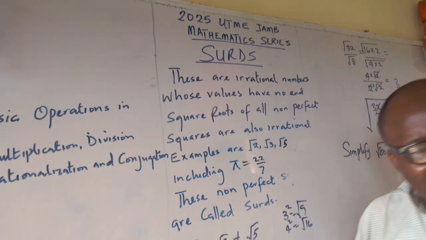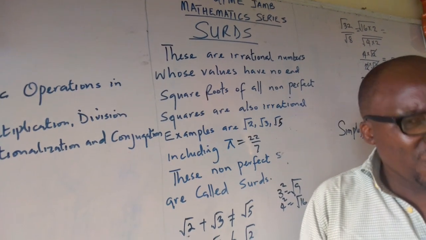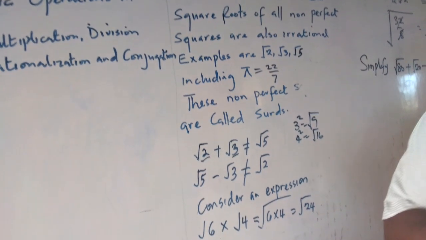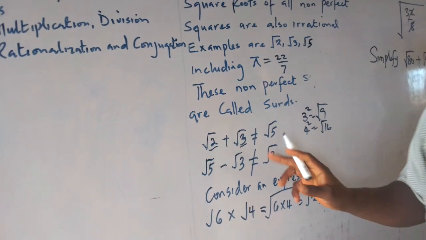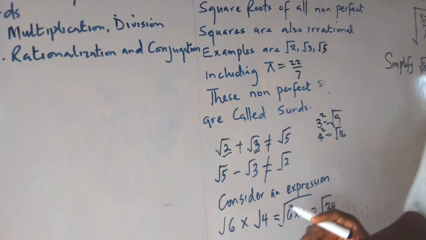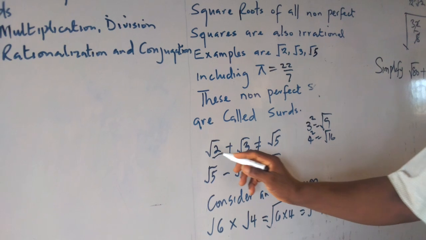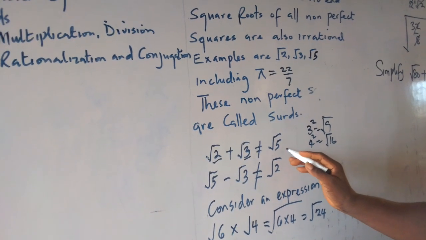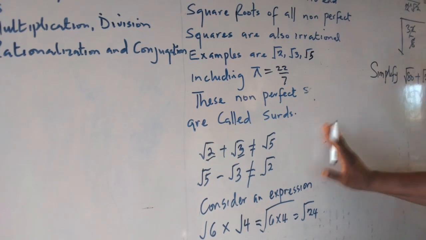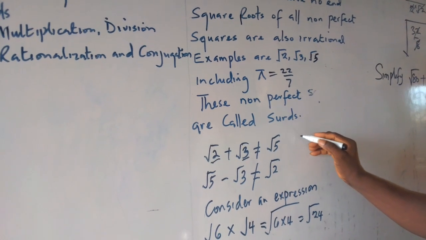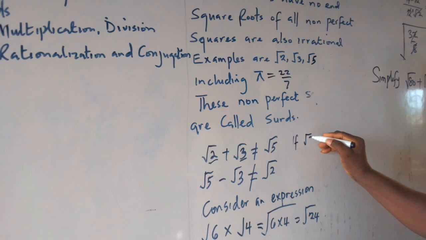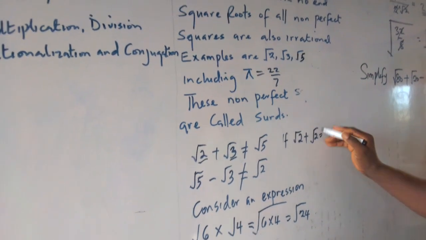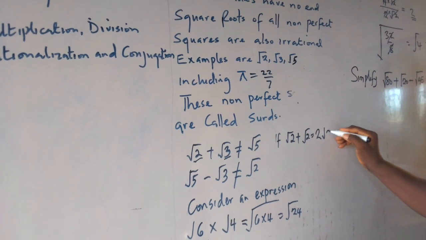So under addition, the operations that can be carried out on a SURD: if the root values are not the same, you cannot add them. We can't add them. So it is important for me to say the square root of 2 plus the square root of 3 is equal to the square root of 5 would be wrong. But if I say square root of 2 plus square root of 2, it will be correct if I say 2 root 2.